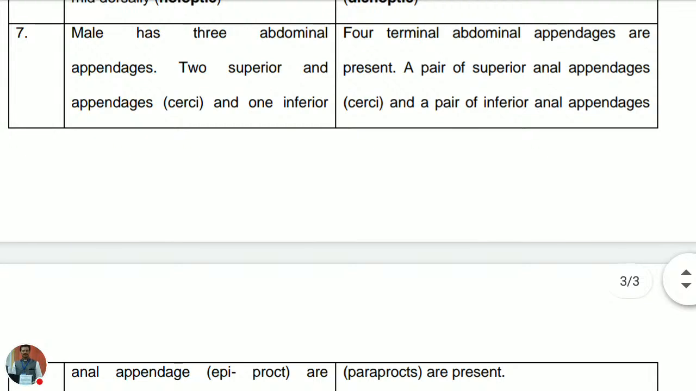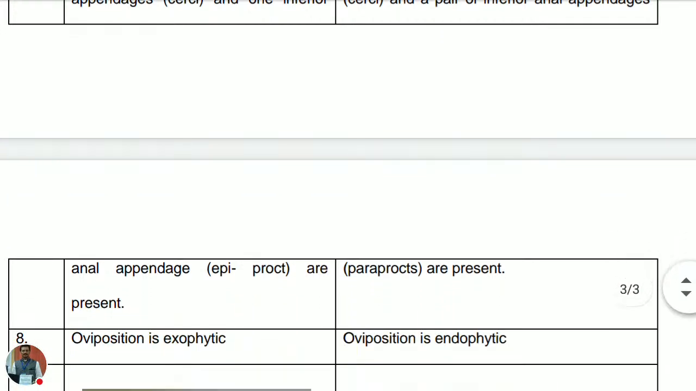Now in case of damselflies, four terminal abdominal appendages are present. Here a pair of superior anal appendages, that is the pair of cerci, and a pair of inferior anal appendages, that is the paraprocts, are present. So epiproct is present in the dragonflies, paraprocts are present in the damselflies.